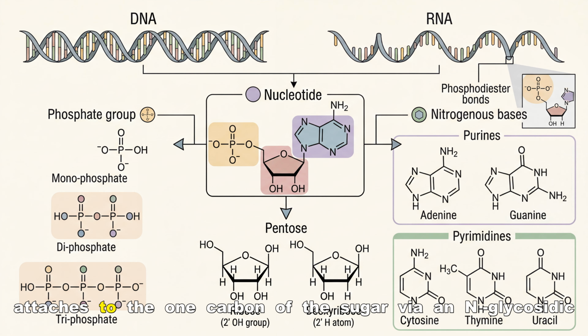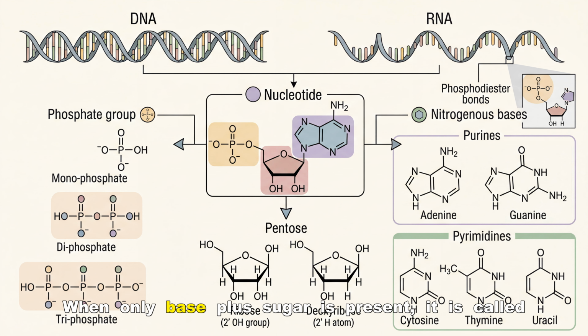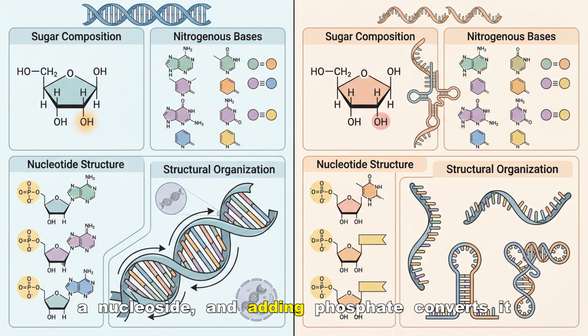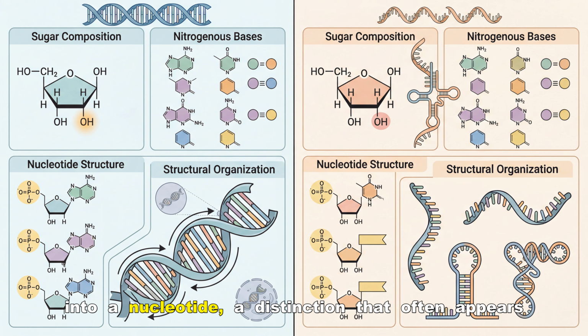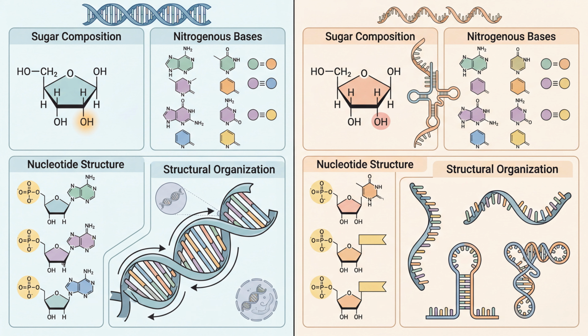The base attaches to the 1 carbon of the sugar via an N-glycosidic bond, while the phosphate attaches to the 5 carbon. When only base plus sugar is present, it is called a nucleoside, and adding phosphate converts it into a nucleotide, a distinction that often appears in MCAT questions. Functionally, nucleotides are not just structural units. ATP is a nucleotide that serves as the cell's energy currency, and cyclic AMP acts as a signaling molecule, connecting this topic to metabolism and cell signaling.